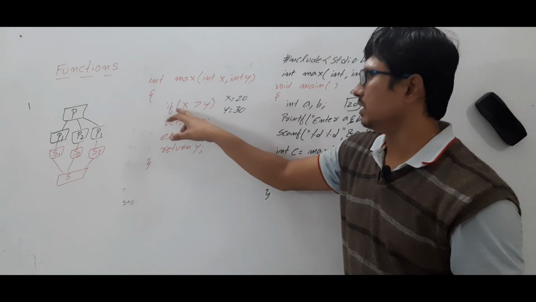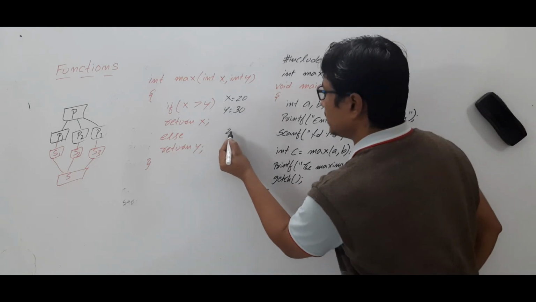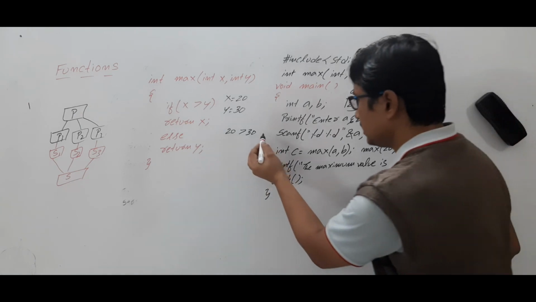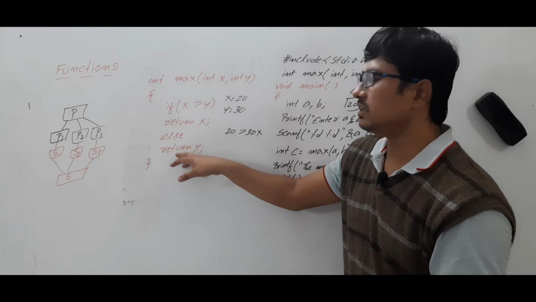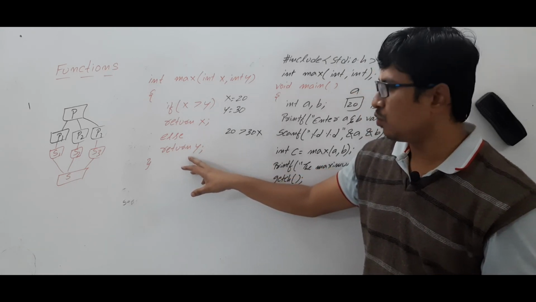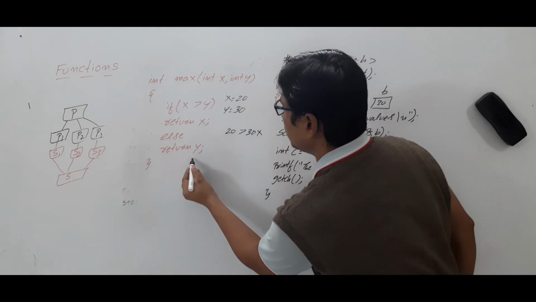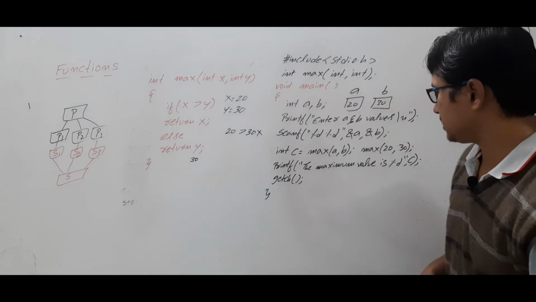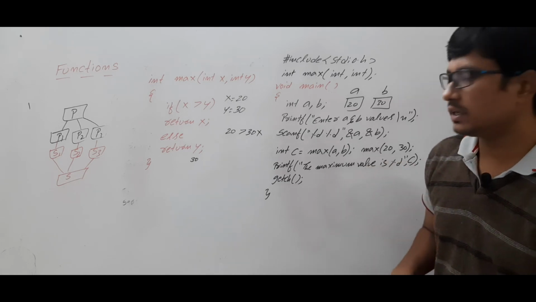Now you are checking if x is greater than y. What is the x value? 20. Greater than 30. Whether this condition is true or false? The condition is false. If this condition is false, the statements in the else block will be executed. What is the else block? It is return y. So what is return y? Return y means you are returning the value 30. Is it clear? Are you able to understand? So the maximum value is 30. How does it get 30?